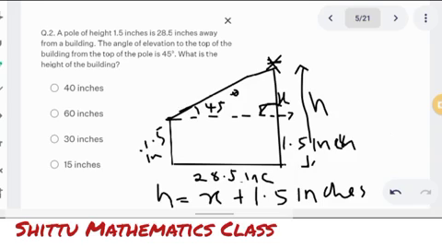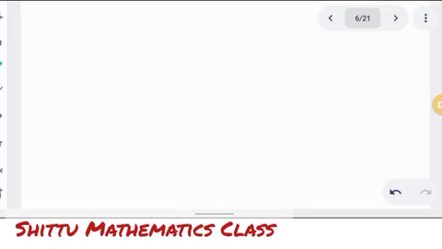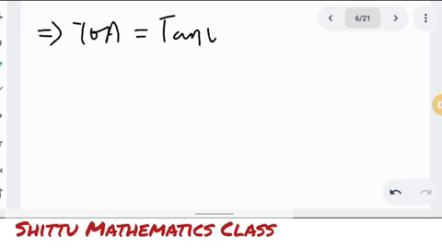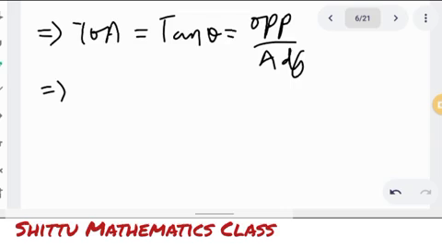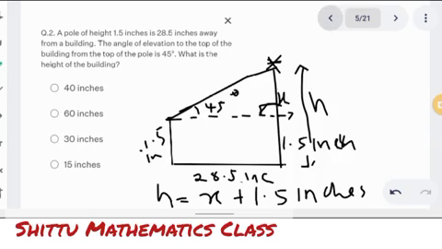Now from our trig ratios, what we are going to use is still tan, that is TOA. Are you getting it now? Tan theta equals opposite over adjacent. So what is our theta? We have tan 45 degrees, which is equal to the opposite. The opposite is x. That is this one.